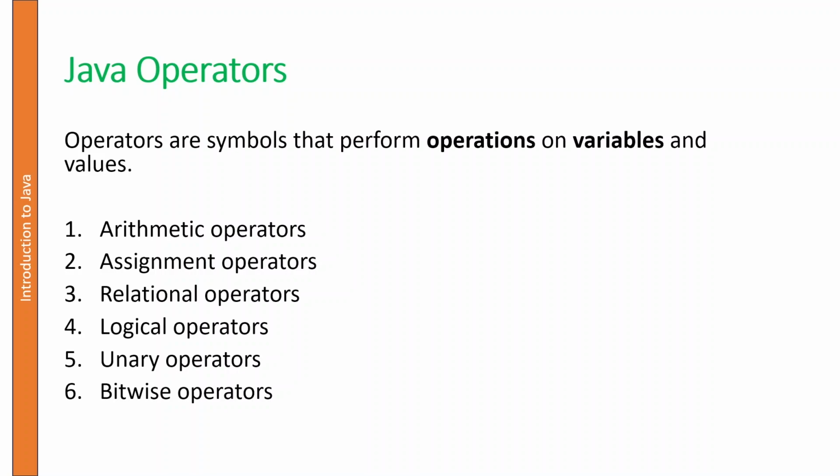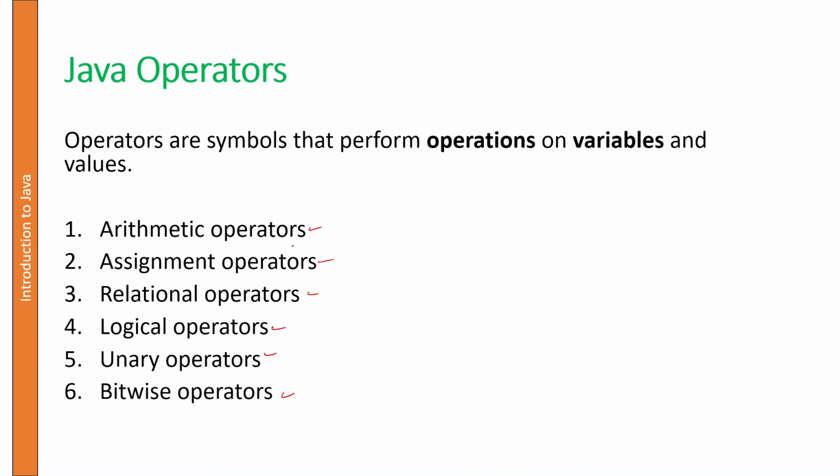In this video, we will discuss how to perform operations on variables or values. We have operators in Java, and we use them to perform operations on variables or values. We have a lot of operators, but mainly we use arithmetic, assignment, relational, logical, unary, and bitwise operators. We'll discuss these one by one with examples.